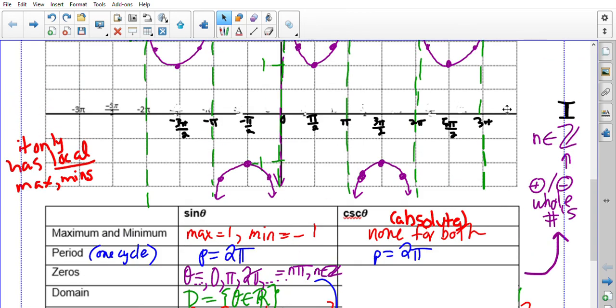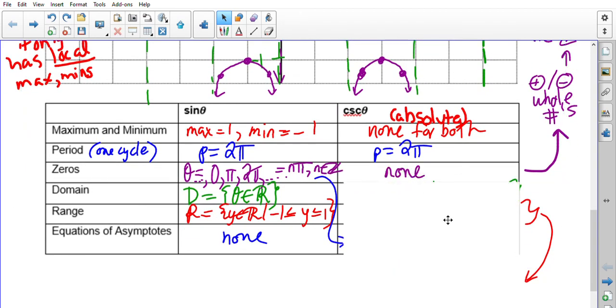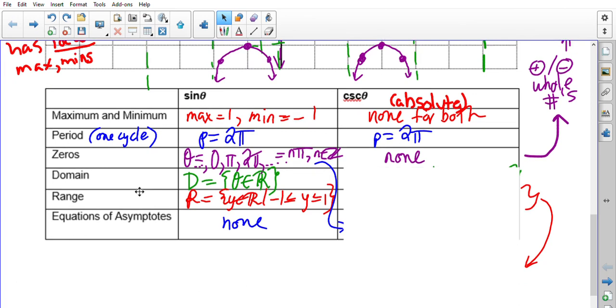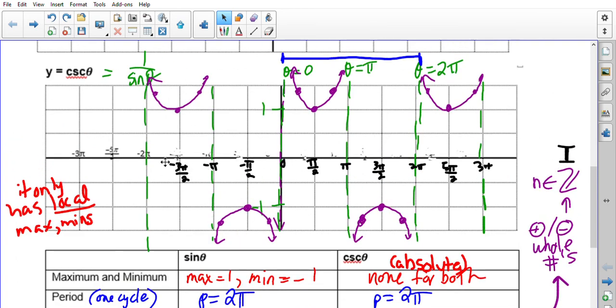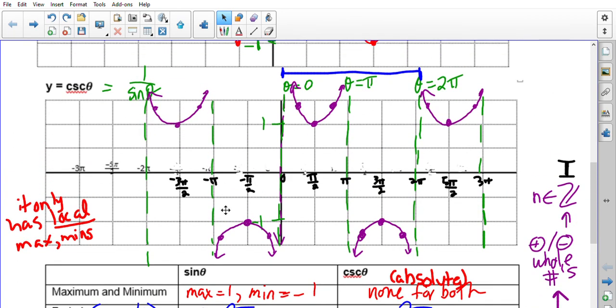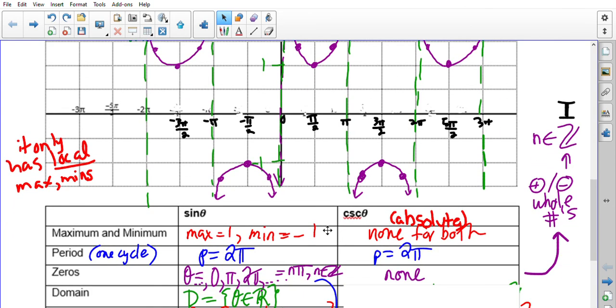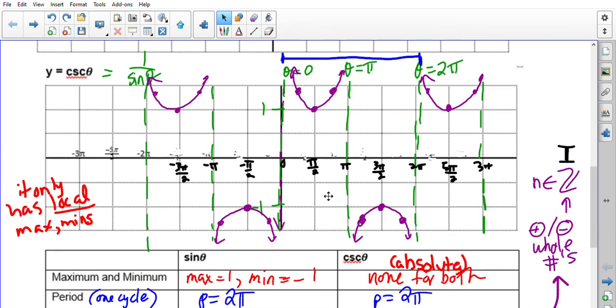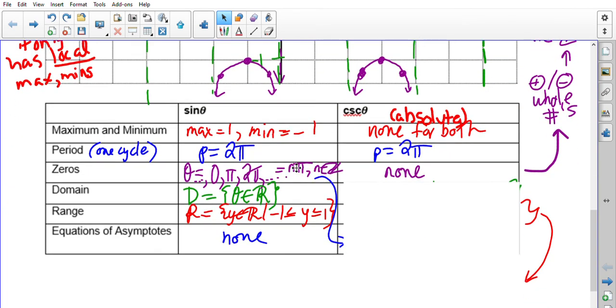Now the zeros are the x-intercepts. You can see this graph never crosses the x-axis, so it has no zeros. Now for our domain. We can see that our domain is not going to be theta an element of real numbers because we have breaks at the vertical asymptotes. So we have to generalize that in an equation. Normally we would say theta is an element of real numbers such that theta cannot equal, and then we would list the VAs. Because this one has an infinite number of vertical asymptotes, we have to write it as n times pi.